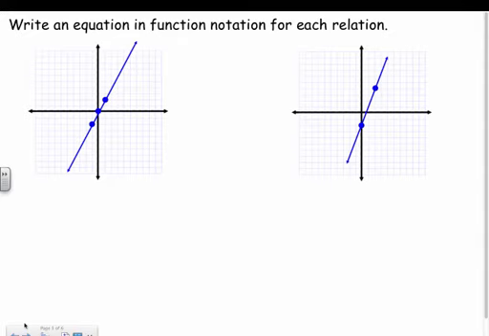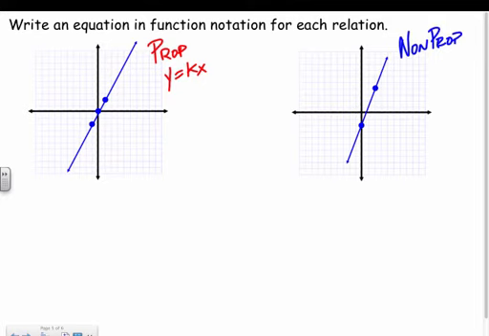So if I'm going to write an equation in function notation, I just use that. So in this case, my first one, this one's proportional. I don't need to write that. But that means I'm going to use y equals kx. My second one over here, this one's non-proportional because it does not go through the origin, which means I'm going to use y equals mx plus b. And it says write it in function notation, so I'm going to be using f of x instead of y. Okay, so I'm replacing y with f of x. So let's look at my first situation.